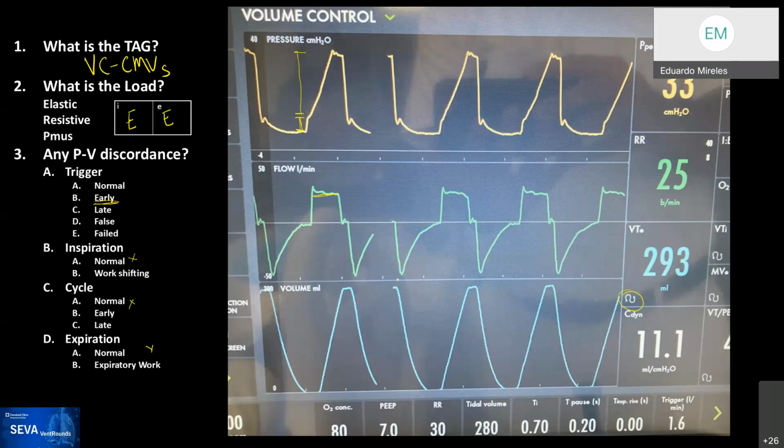Yes, you could do an expiratory pause, an expiratory occlusion. You just leave it there and let it go for a while, and then you'll see if the patient is actually making an effort. Now, if this was reverse triggering, you may not see it, right? Because if it's a true reverse activity, you may not see that.